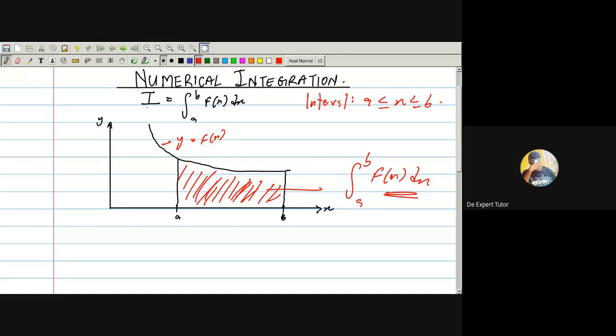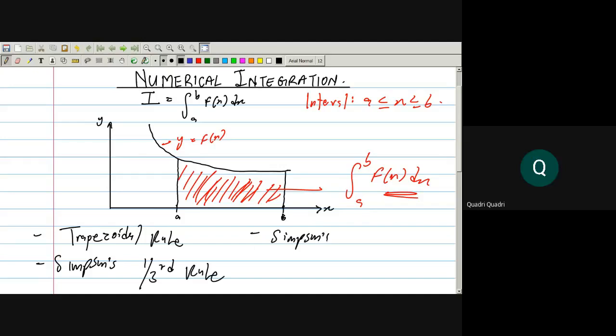Good. So the numerical approach we are going to be looking at in this first part of this video will be the trapezoidal rule. We look at the trapezoidal rule. We look at Simpson's 1/3 rule. We look at Simpson's 3/8 rule. The one we'll be considering later will be Romberg integration, probably in the next part.